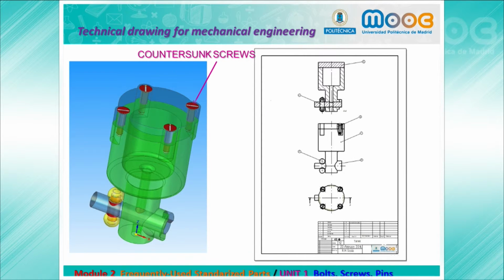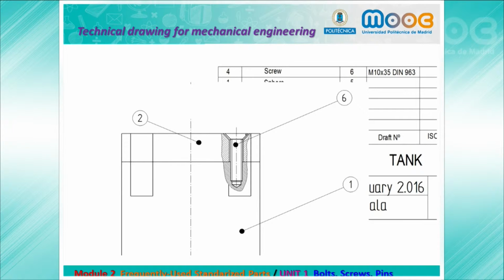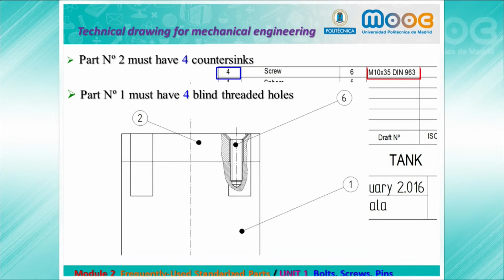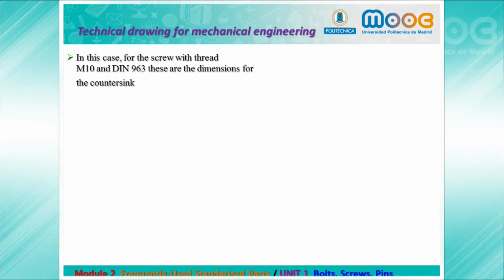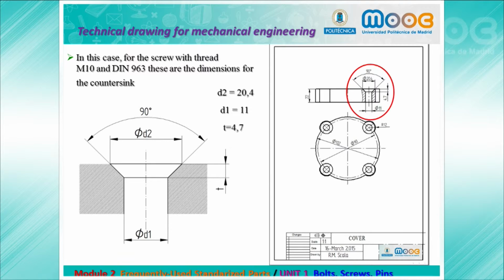You can see disassembled countersunk screws. As you can see, there are 4 countersinks. So part number 2 and part number 1 must have 4 blind threaded holes. In this case, for the screw with thread M10 and DIN 963, these are the dimensions for the countersink, which you can see there in the part plane, in the cover.